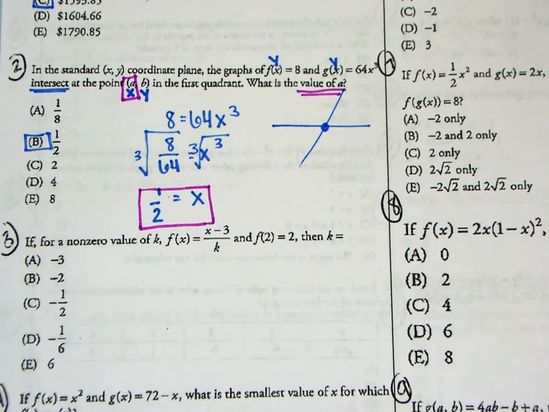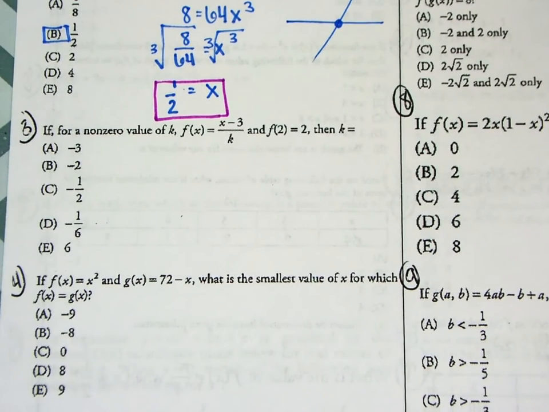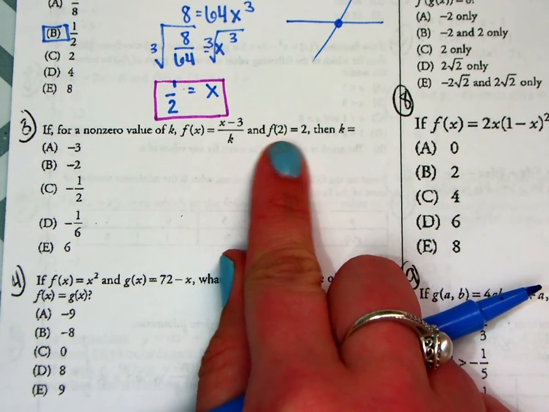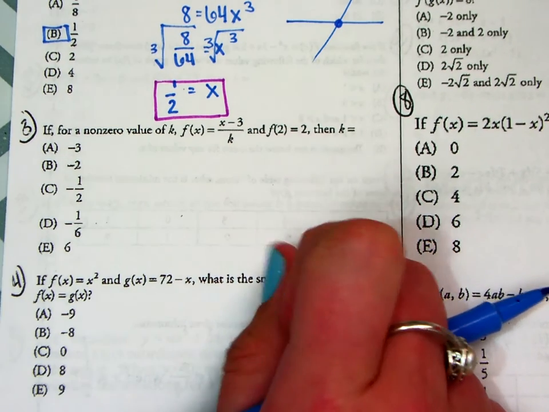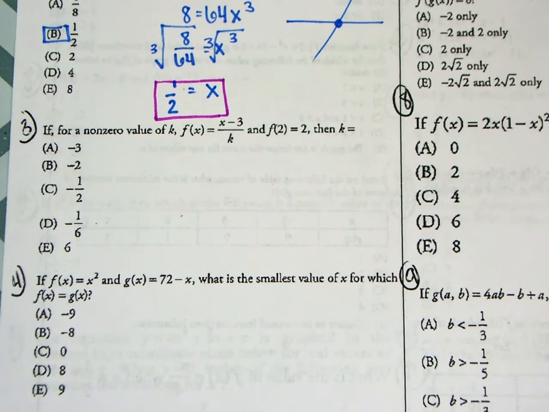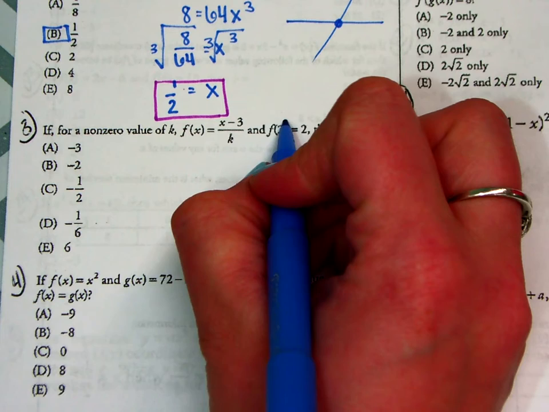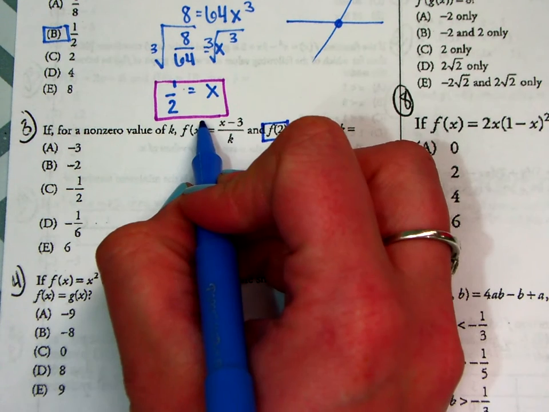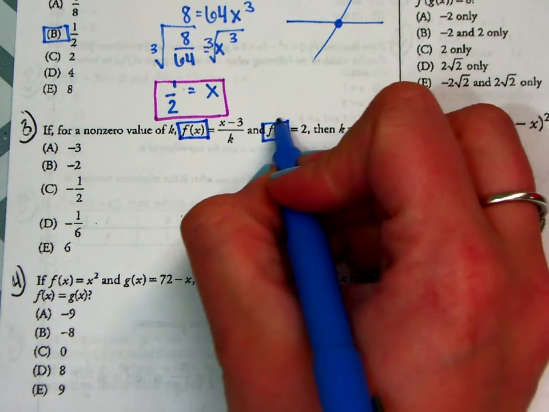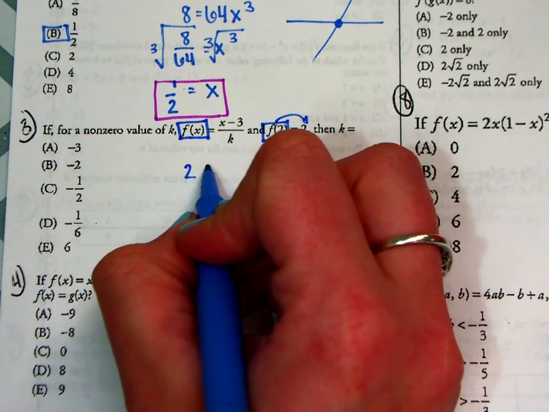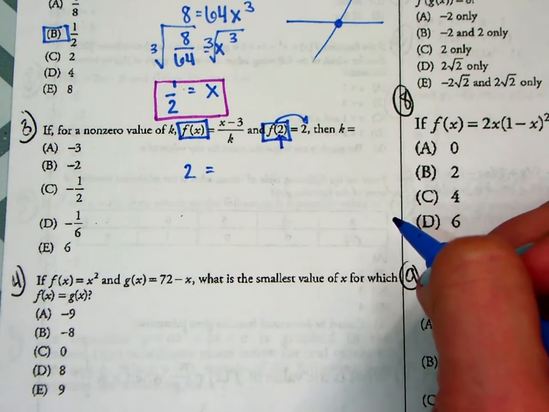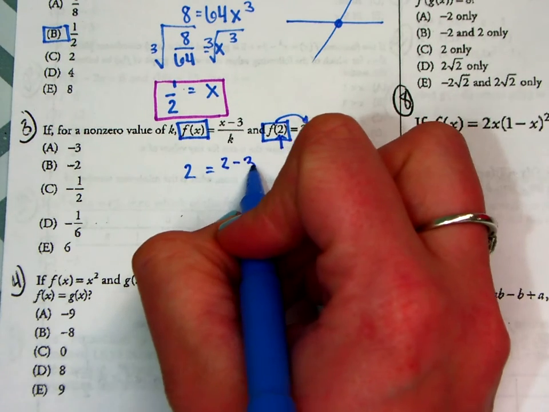All right. Number 3, if for a non-zero value of k, that just lets you know 0 can't be in the denominator. If f of 2 equals 2, then k equals blank. So in this problem, all we're going to do is substitute. F of 2, okay, f of 2 would be here. So f of 2 equals 2. So I'm going to replace f of 2 with what it equals. It equals 2. Now the x value is actually the number inside of the parenthesis. So we're also going to use another 2.